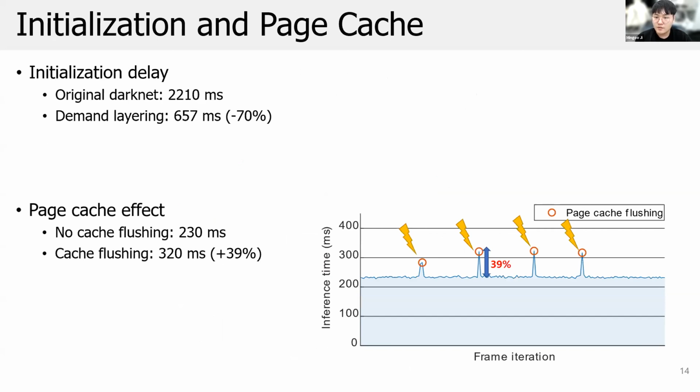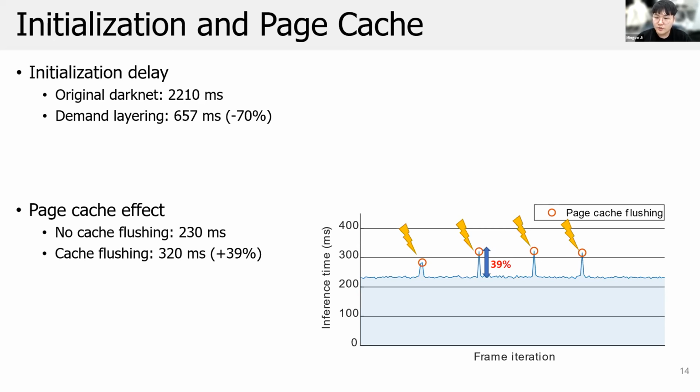Normally, the system is unavailable during the initialization phase. The time required for the initialization phase, such as creating buffers and copying model parameters, is eliminated, reducing the initialization time of demand layering to 30% of the original.